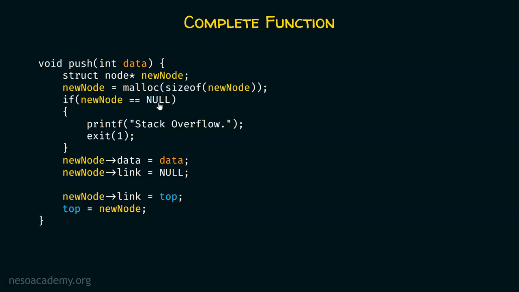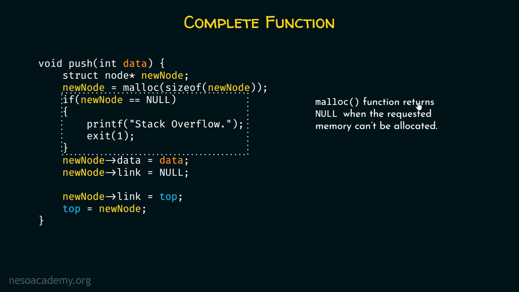If new node is equal to null, then print stack overflow and exit with exit failure status. We are already aware that the malloc function returns null when the requested memory can't be allocated. It might be possible that the heap memory is not available. Then in that case, malloc returns null. Obviously, if malloc returns null, then it will get stored inside this new node pointer.